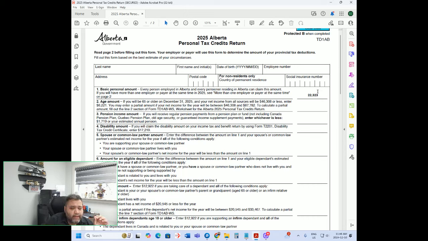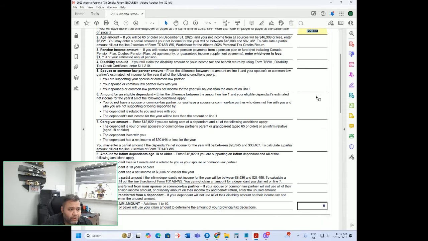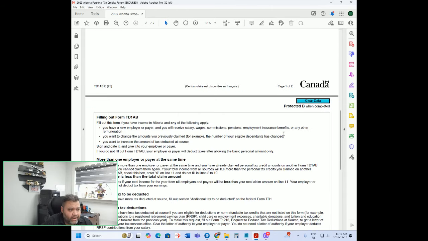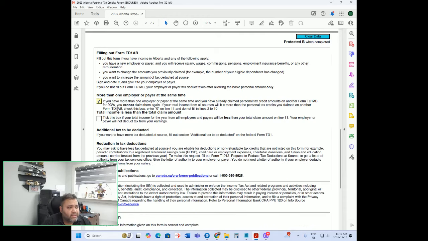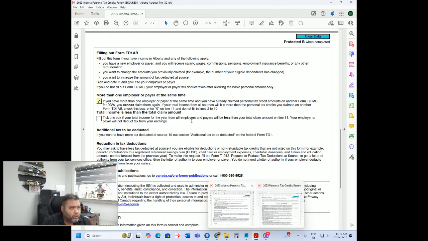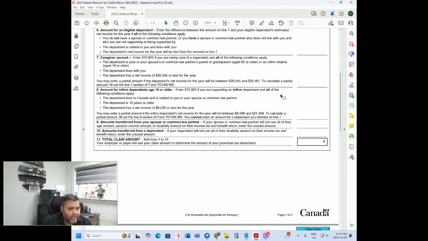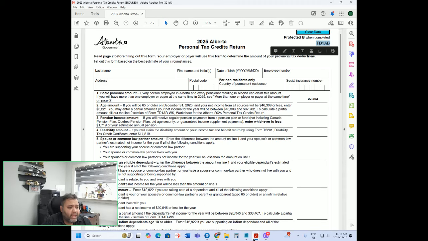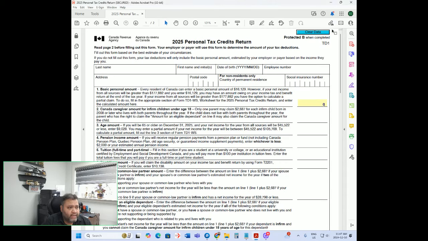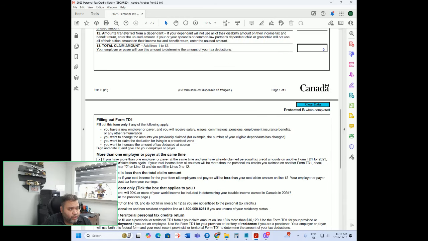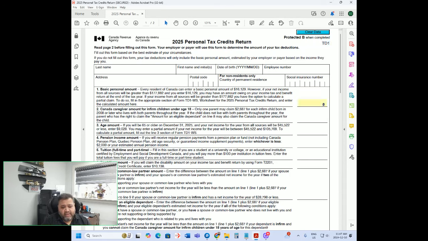In some software, you are not able to put a 0 here, or in some HR online portal, you are not able to put 0, but you can always put 0 here, and make sure that you check this box on the second page. More than one employer or payer at the same time has to be checked in both the provincial, which in our case for Alberta is TD1AB, and the TD1, which is the federal version. You are going to be putting X in here, saying that please do deduct taxes. This is my second job, or I have used up this amount in my other job.